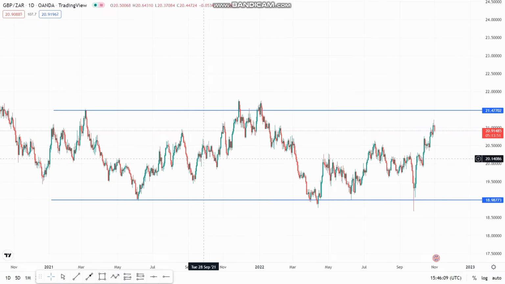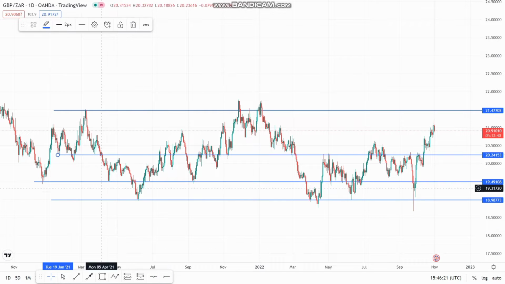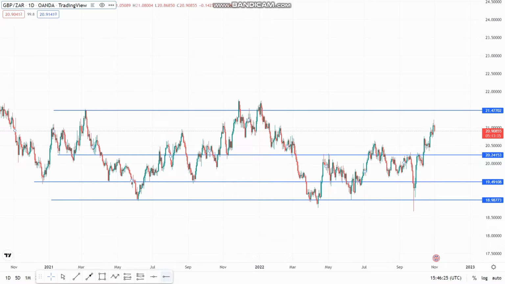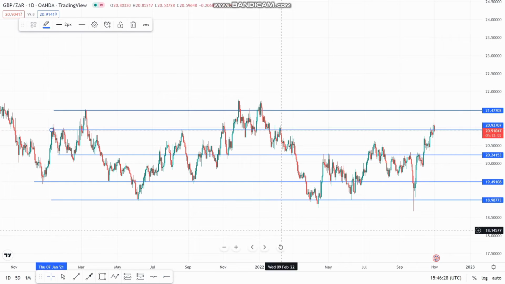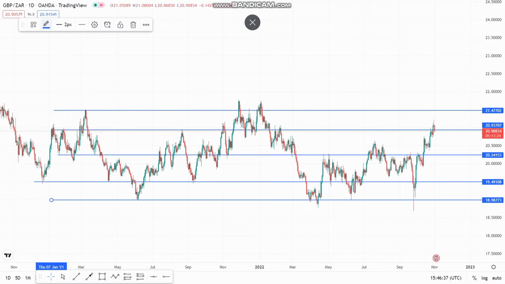Let me check for other zones that I'm seeing on the market. I can see this level right over here has been respected as well. Again, this level right over here, and this level right over here. Sorry, this level right over here. So we have our huge support and resistance level right over here. But if we change these colors, let us use green, and let us change this one again.